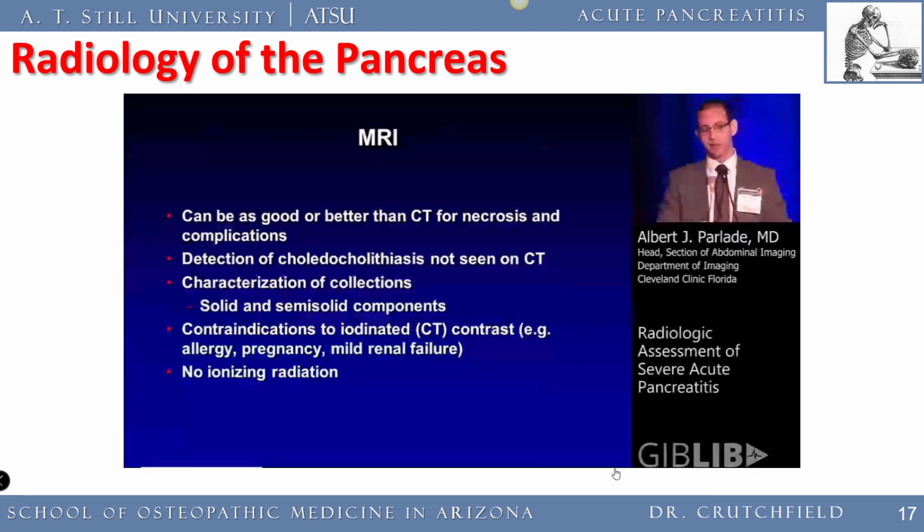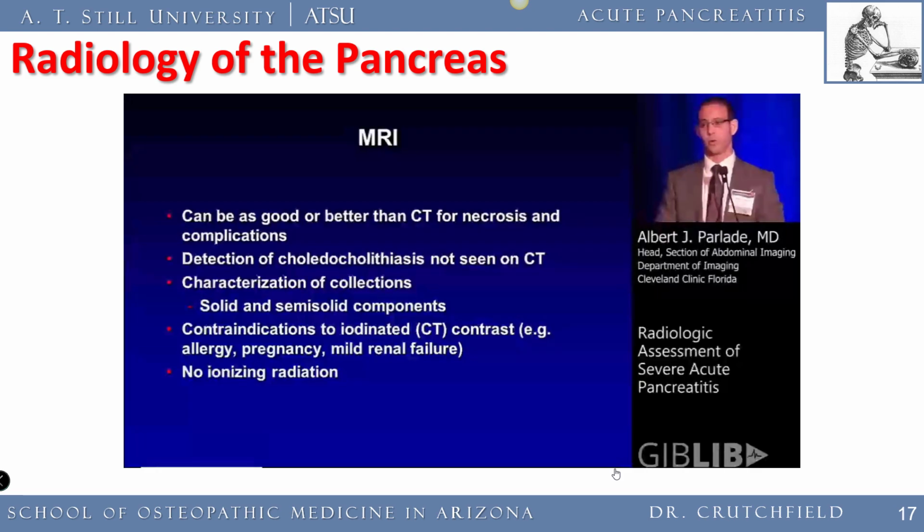MRI, it turns out, is just as good or better than CT scan for looking for necrosis and its complications, or it can be just as good. It's also helpful with an MRCP to detect choledochal lithiasis that a CT scan won't detect. And it's very useful for characterizing collections. It can identify solid and semi-solid components in a collection and gauge how difficult it might be to drain them.